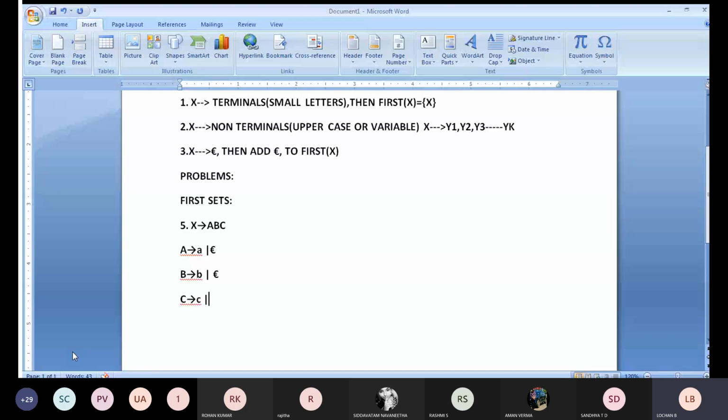Can you solve this problem? Try to do it by yourself and tell me what is the final solution you are going to get. For C also epsilon I am giving. Epsilon is also terminal. A comma B comma C comma epsilon, sir. Yes, correct solution. A comma B comma C comma epsilon, correct.